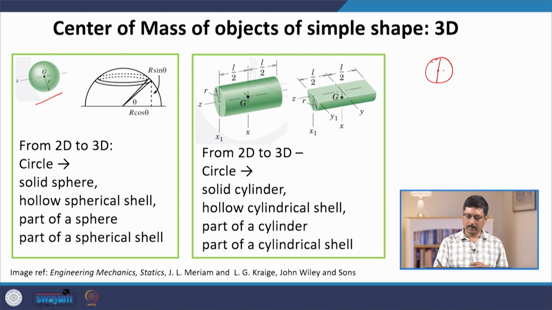The other way to generate a 3D object from a 2-dimensional circle is to consider the z axis. This is x, this is y, and this is z, which is perpendicular to the screen, and then translate this circle along the z axis. Then what you generate is a solid cylinder, and again there could be variations of this kind of object, such as a hollow cylindrical shell, or a cut cylinder, or a part of a cylinder. There are various common objects like these that are useful to describe different practical engineering machines.